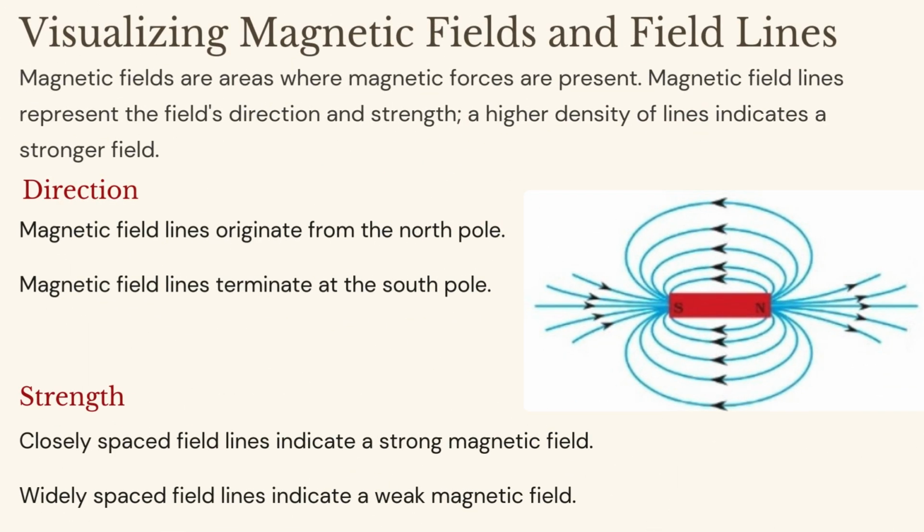Visualizing magnetic fields and field lines. Magnetic fields are areas where magnetic forces are present. Magnetic field lines represent the field's direction and strength. A higher density of lines indicates a stronger field. Direction. Magnetic field lines originate from the North Pole. Magnetic field lines terminate at the South Pole. Strength. Closely spaced field lines indicate a strong magnetic field. Widely spaced field lines indicate a weak magnetic field.